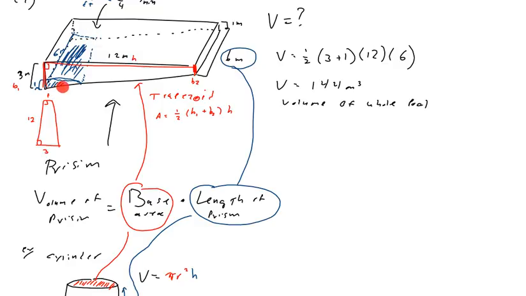So, what is the area of the triangle? So let's do this, volume of water. The volume is 1/2 base times height times 6 meters across. Base area of the triangle times the length of that triangle.